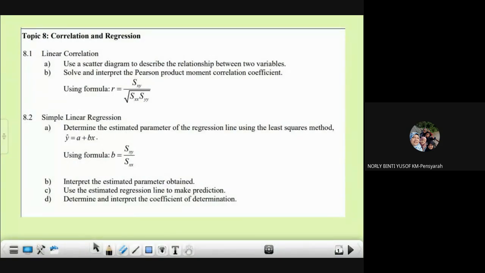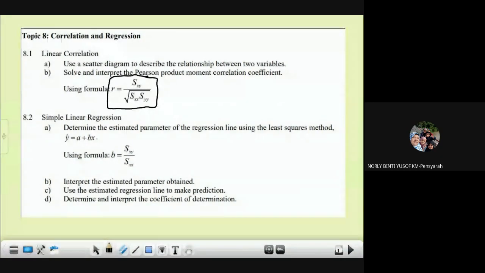Okay, and then 8.1b, solve and interpret the Pearson product moment correlation coefficient. Pearson coefficient tu ada belajar dekat chapter statistik kan, tapi tu tak masuk exam lah. Yang ni Pearson product moment correlation coefficient. So formula ada ni dalam list formula kalau you perasan, sebab chapter 8 je list formula dia banyak lah. So r is equal to Sxy over the square root of Sxx times Syy. It's not standard deviation. So apa tu formula tu nanti kita akan pergi pada nota.